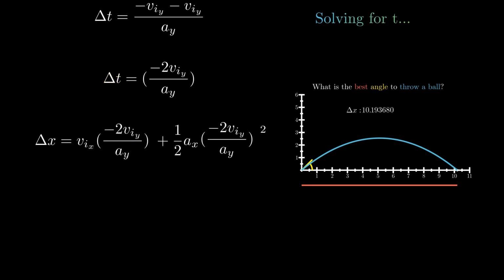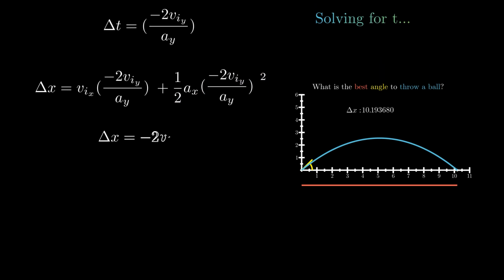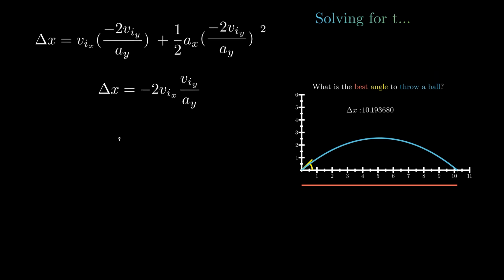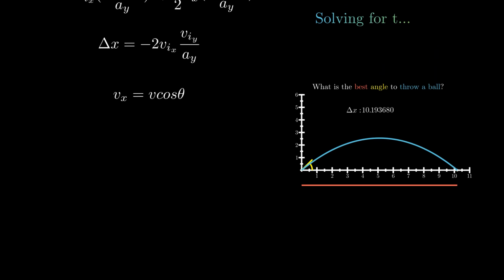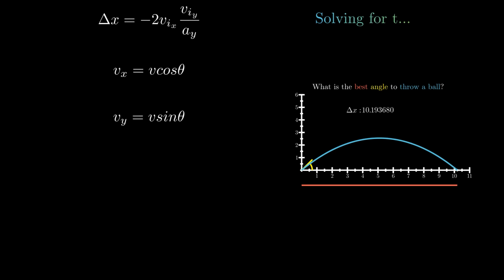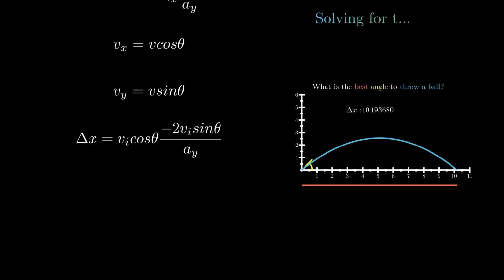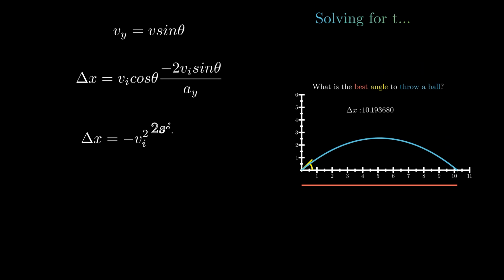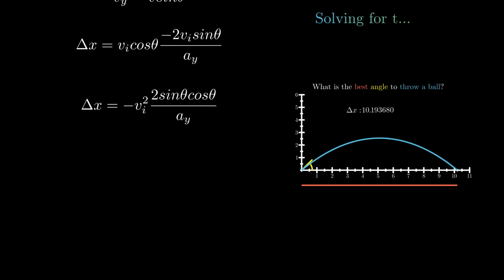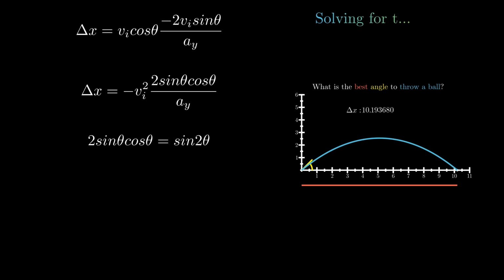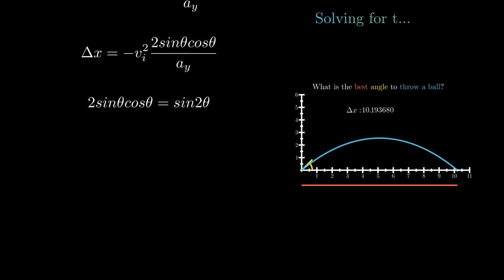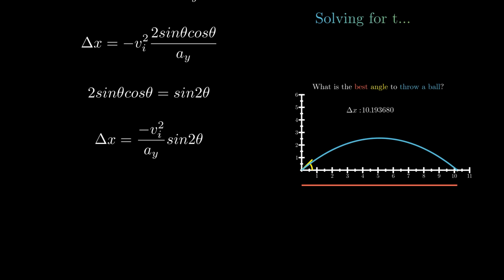In this case, the acceleration in the x direction is actually 0, since we aren't taking into account air resistance or friction during the flight of the ball. Using some trigonometry, we get that the x and y velocities are v cos theta and v sin theta. Substituting this into the equation, we get the following expression. And rearranging, we can see there's actually a trig identity in here. We can replace that with sine 2 theta, and we get our expression for the range. Now we know the range of a ball thrown at any angle.